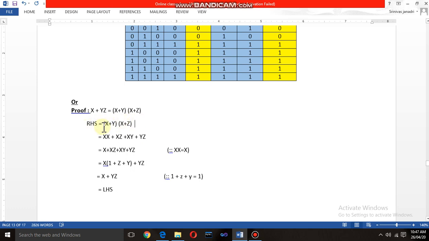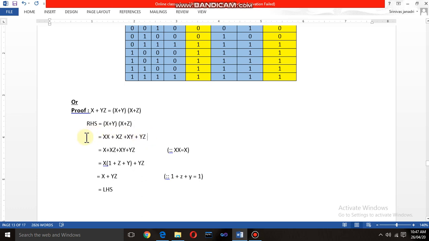Multiply this one: x multiplied with x, and x is multiplied with z again. It will give you x and x, or x and z. And the second variable, logical variable y, is multiplied with x and again multiplied with z, gives you yx, which is nothing but the commutative law. Applying the commutative law, you will get x and y plus y and z. This is the second step.